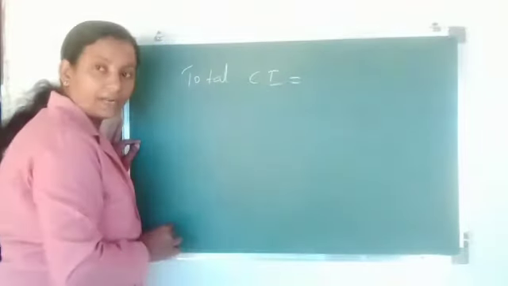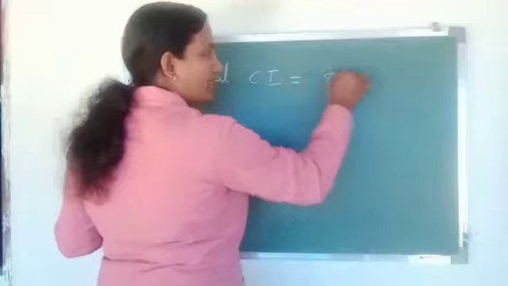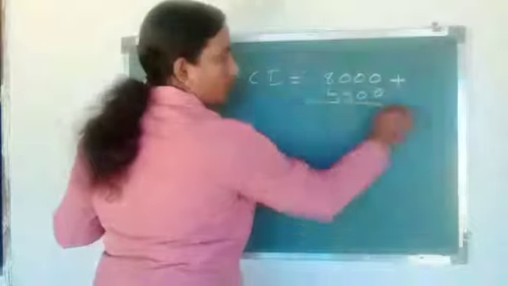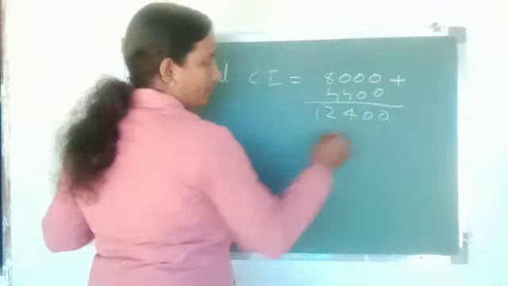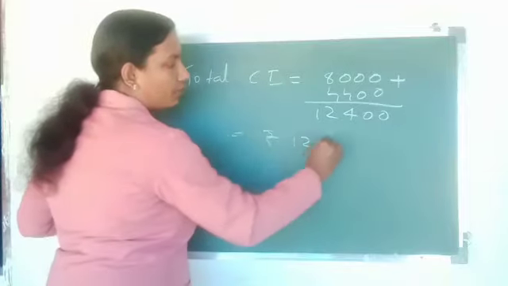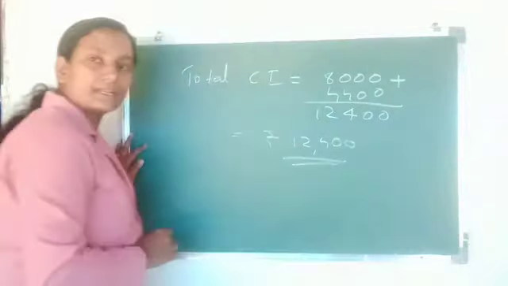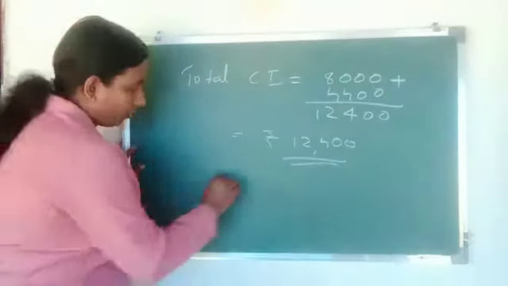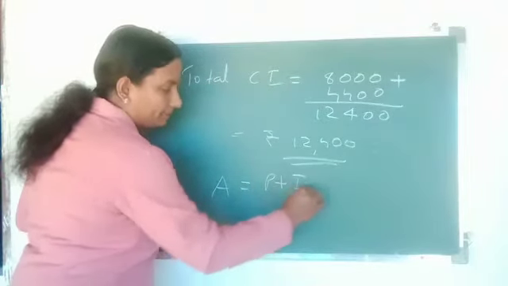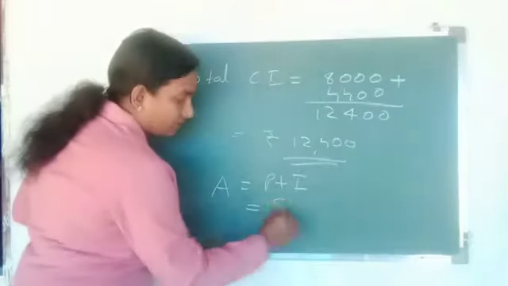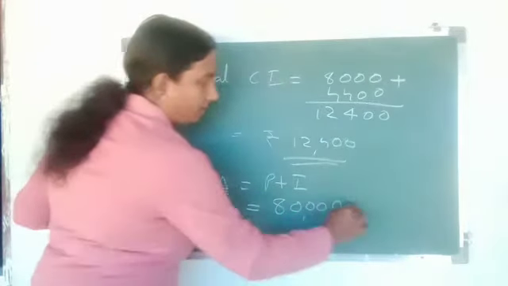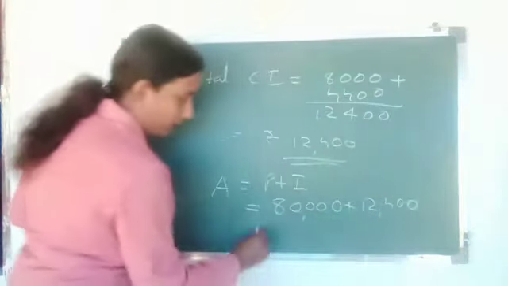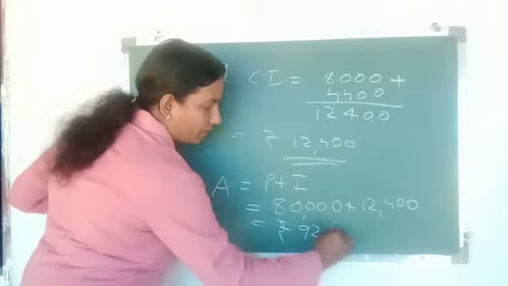Therefore, total compound interest is equal to interest for the first year, 8,000, plus interest for the half year, 4,400. So total compound interest is equal to rupees 12,400. Therefore, amount is equal to P plus I, which is 80,000 plus total compound interest 12,400. So it is equal to rupees 92,400.